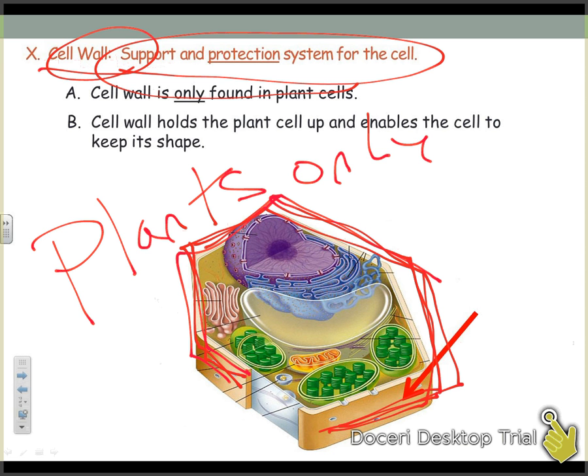They're very rigid and stiff, and that's why plants are fairly rigid and stiff versus animals are not. We are very flexible, and our cells are flexible because our cells do not have cell walls.